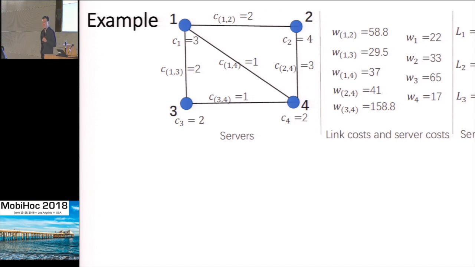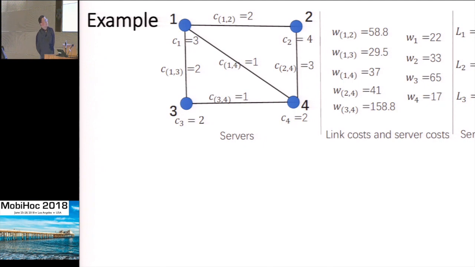And I also have this C1,2 here, which is the capacity of link 1,2, from node 1 to node 2. Here it is 2, which means that I can only map 2 functions if 2 functions have to talk between server 1 and server 2. And on your right, I have this Wij and Wi.